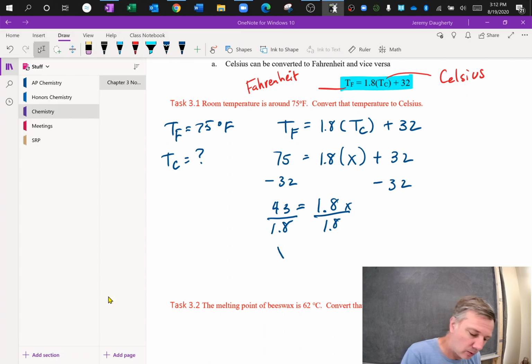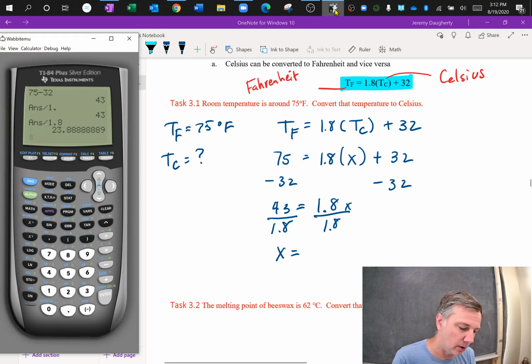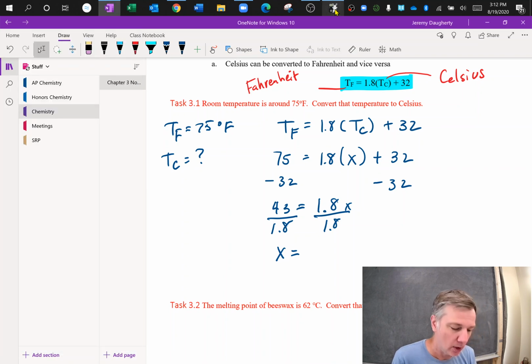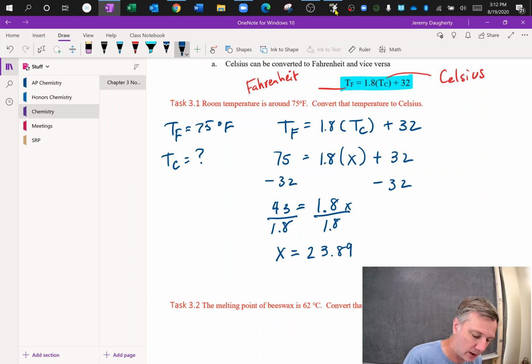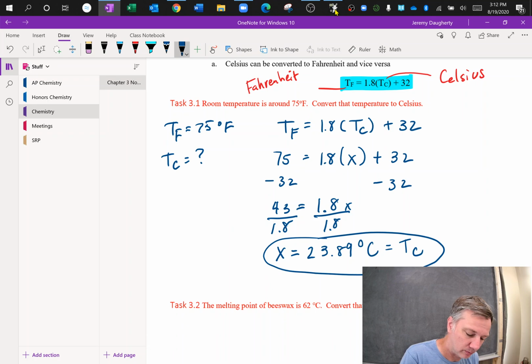So that means my x is equal to 23.8 repeating. We're going to get into significant figures. Right now we don't really care. So I'm going to round it to 2 decimals. So that's 23.89. Okay. I found the temperature in Celsius, so that's degrees Celsius. So that is my T sub C. Okay, so there's one example for you.